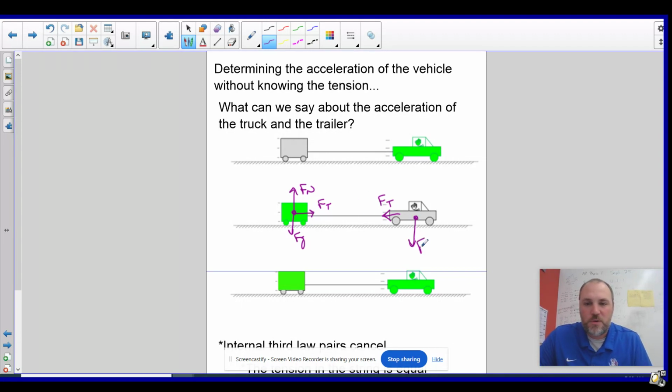And then, of course, we had the weight of the truck and the normal force on the truck, okay? Now, just to be clear that these are not identical normal forces and not identical weights, I might write FG truck and FN truck, just to add that extra subscript to show that these are not the same. I don't want to imply that these two normal forces are equal in magnitude or that these two weights are equal in magnitude, okay?